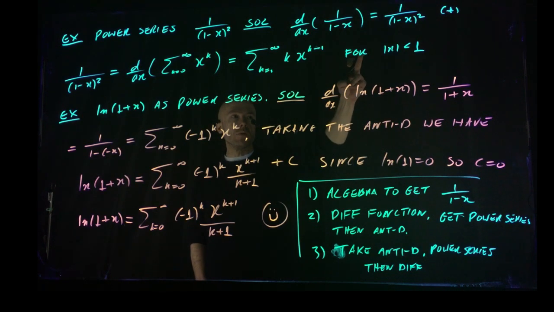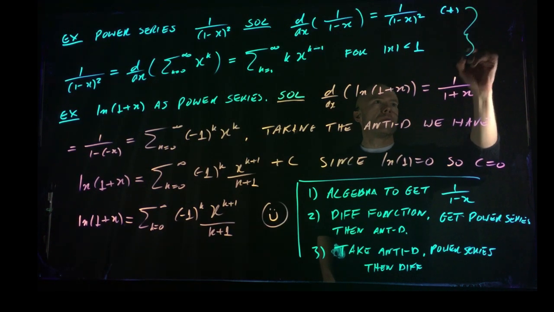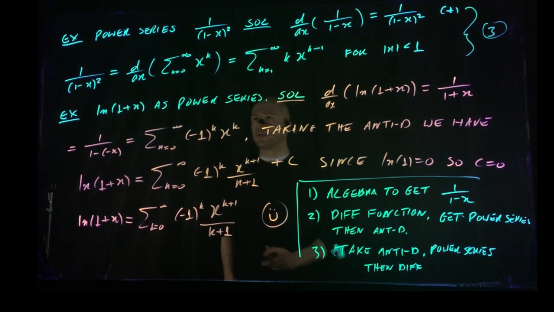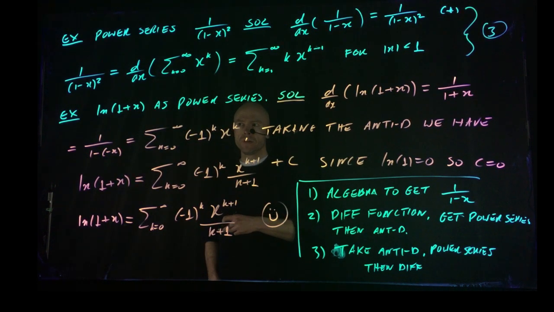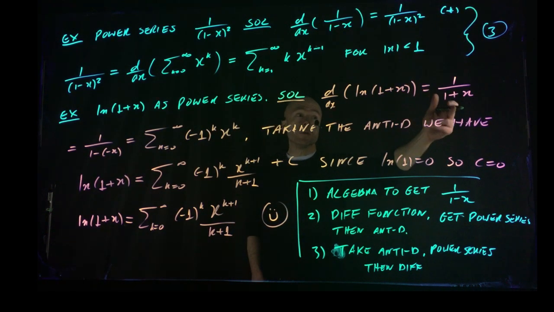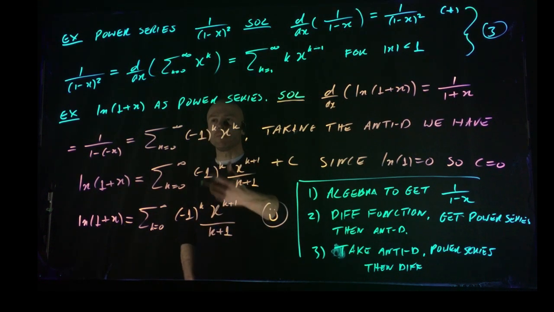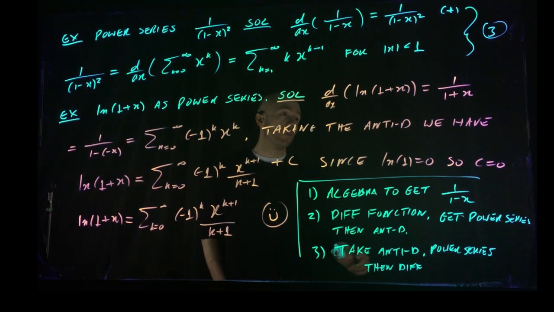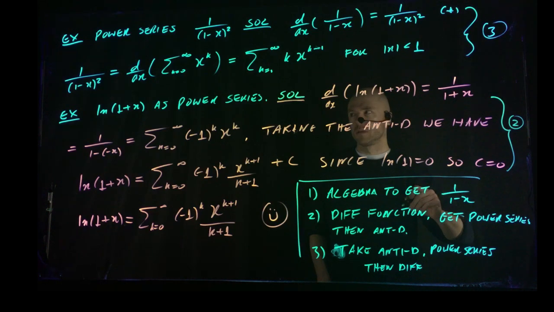So that was an example of 3. So this is 3. And in this case, we have something which again is not of the form 1 over 1 minus x, okay? But we can differentiate it and get it into the form of something which we can represent as a power series, and then we can take the antiderivative to get back to where we started. So that was an example of 2 right here. Okay, cool. All right, let's do another example.